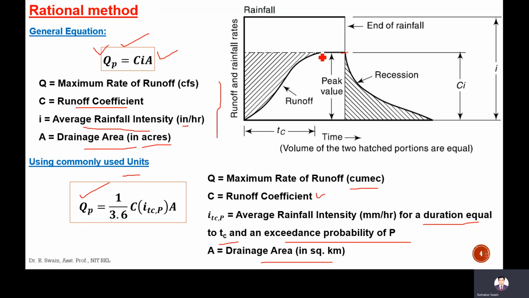If this is the runoff hydrograph, then this is the recession curve, and this portion is nothing but this portion. So it is just a conceptual analysis of this rainfall and runoff relationship. And this is Tc. Tc is usually taken as the time of peak. Time of concentration is the time of peak.